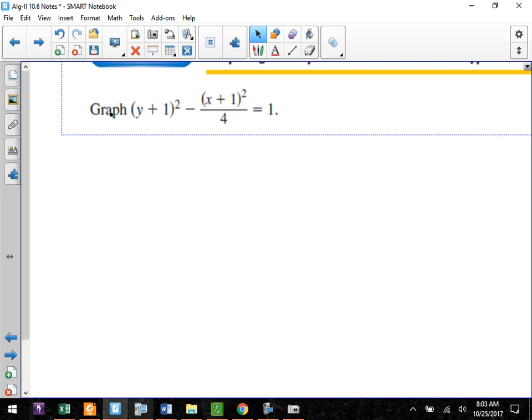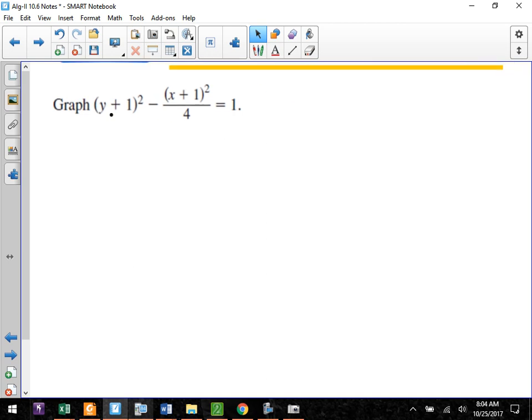So in this case here, we have quantity y plus 1 squared minus quantity x plus 1 squared over 4. When you start looking at this, thinking about all the different equations that we have, which one do you think this might be? A hyperbola? Why do you think it's a hyperbola? Because it has a subtraction symbol in it. Okay? It's kind of convenient. Now, what should I put underneath the y plus 1? A 1, okay.